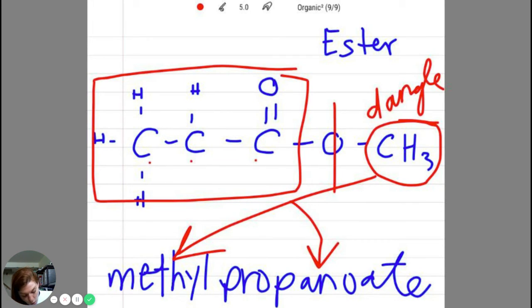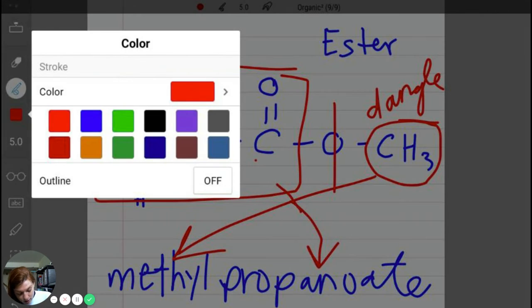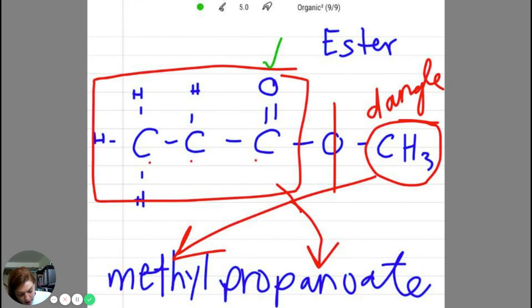Okay, so when we name esters, they're going to have a double bonded oxygen and an interrupting oxygen. Here's our double bonded, and here is our interrupter. He's interrupting the carbon chain. We split the carbon chain on that interrupting oxygen because we don't like when things are interrupted. It's rude. So we split it right there. We karate chop that oxygen, and the part that has the double bonded oxygen is our base.